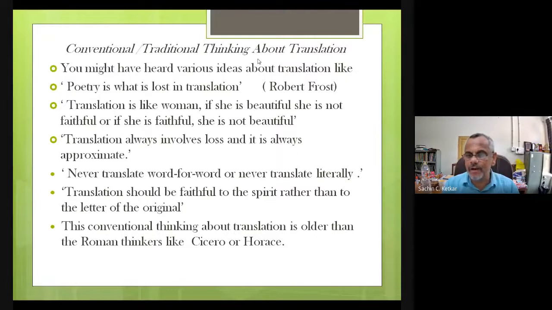Translation always involves loss, and it always approximates. So there is nothing like exact translation is one of the conventional, traditional ways of thinking about translation. Never translate word for word, never translate literally. Translation should be faithful to the spirit rather than to the letter of the original. All this conventional thinking about translation is older than the Roman thinkers like Cicero or Horace.